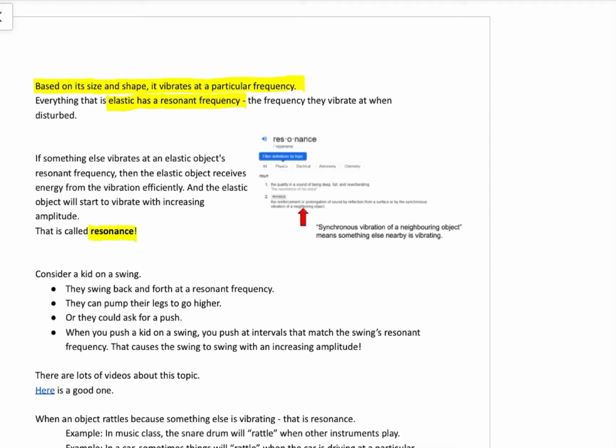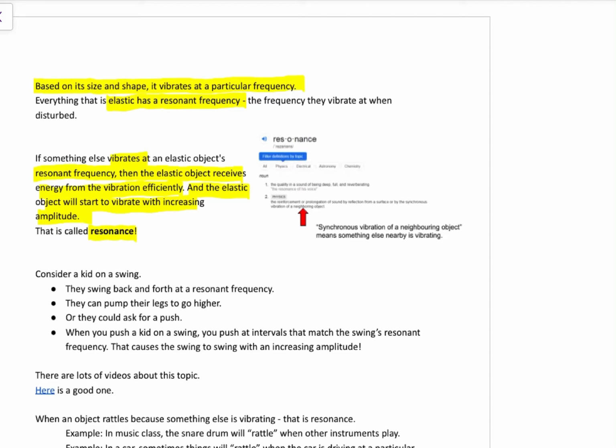Let's say you've got something like your wine glass or your ruler just sitting there in its particular physical setup, and something else in the room starts to vibrate, maybe a speaker, and the vibration of that something else matches the resonant frequency of your elastic object. Then that elastic object, the wine glass or the ruler, receives that energy really efficiently. And as it receives the energy, the elastic object, even though you didn't touch it, will start to vibrate with bigger and bigger amplitudes.